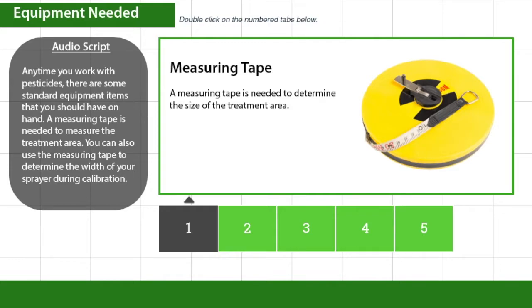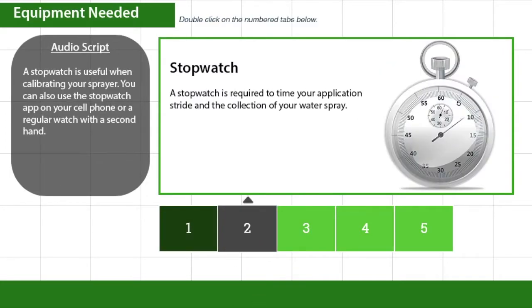Anytime you work with pesticides, there are some standard equipment items that you should have on hand. A measuring tape is needed to measure the treatment area. You can also use the measuring tape to determine the width of your sprayer during calibration. A stopwatch is useful when calibrating your sprayer. You can also use the stopwatch app on your cell phone or a regular watch with a second hand.